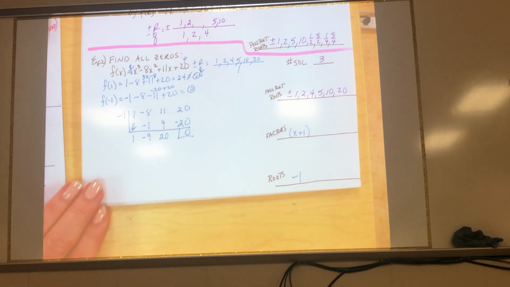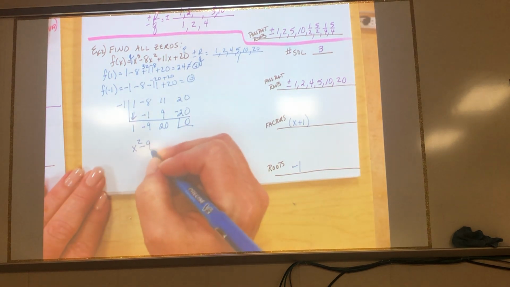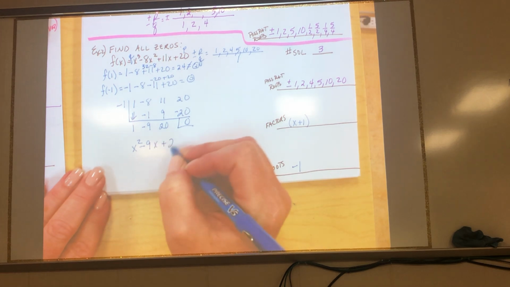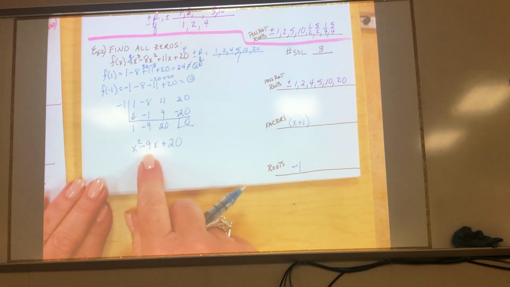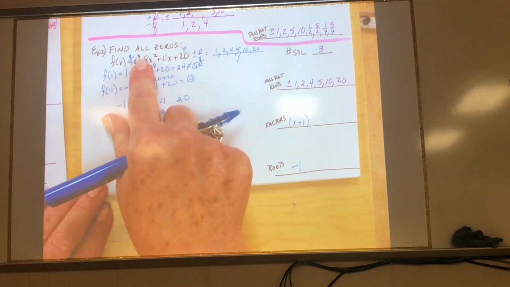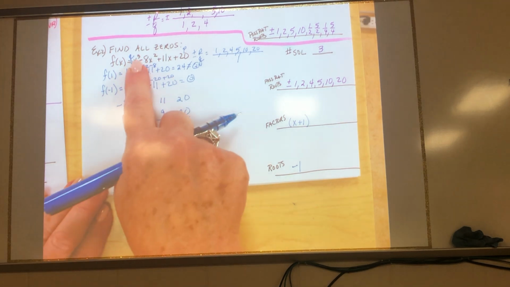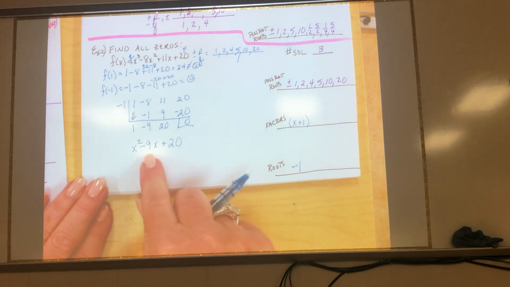Okay, tell me what my equation is. 1x squared minus 9x plus 20. Yep. Good. x squared minus 9x plus 20 is 1 degree less than this one. Why? Because I divided by an x plus 1. That's what this is. It's the root of x plus 1. So you got 1 degree less, so he starts at a square and he just goes down.